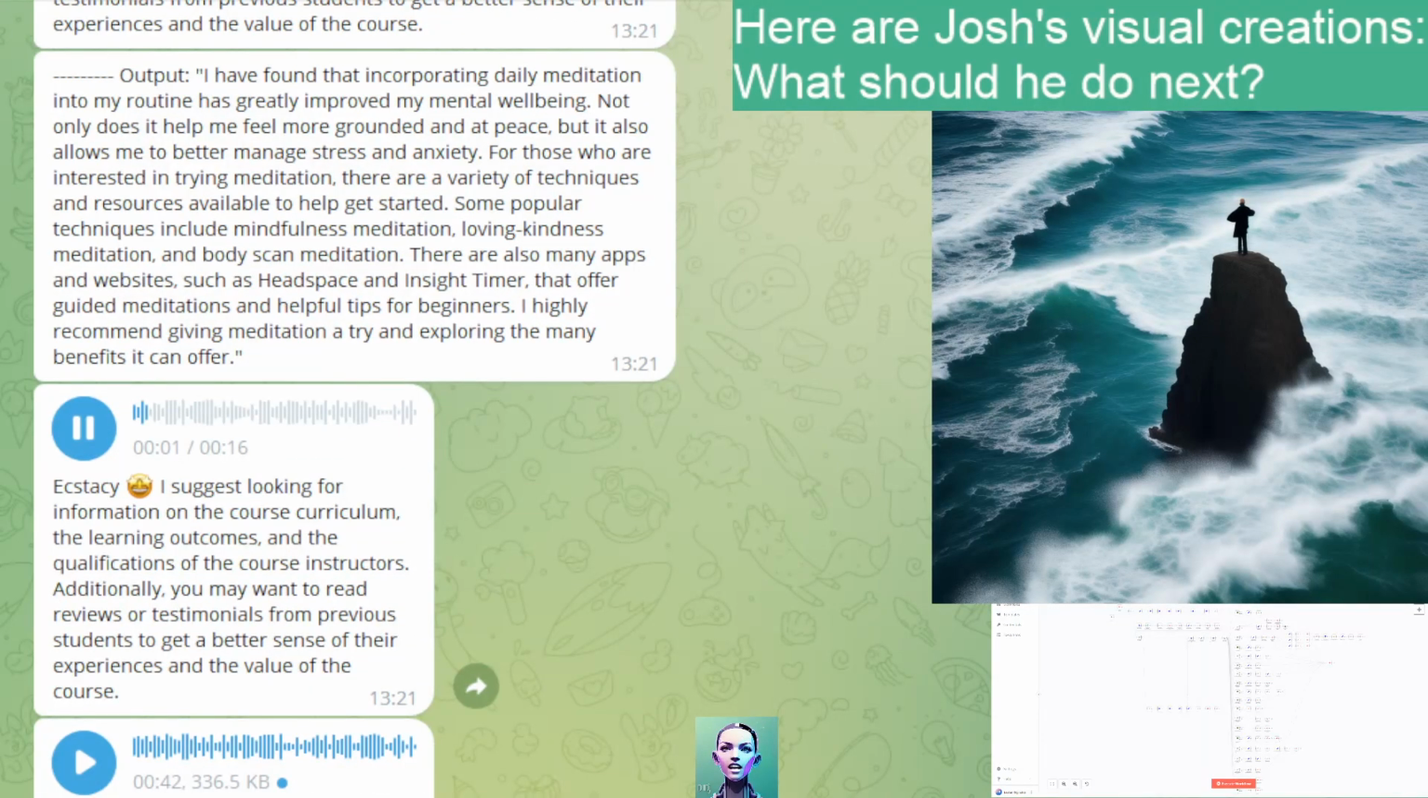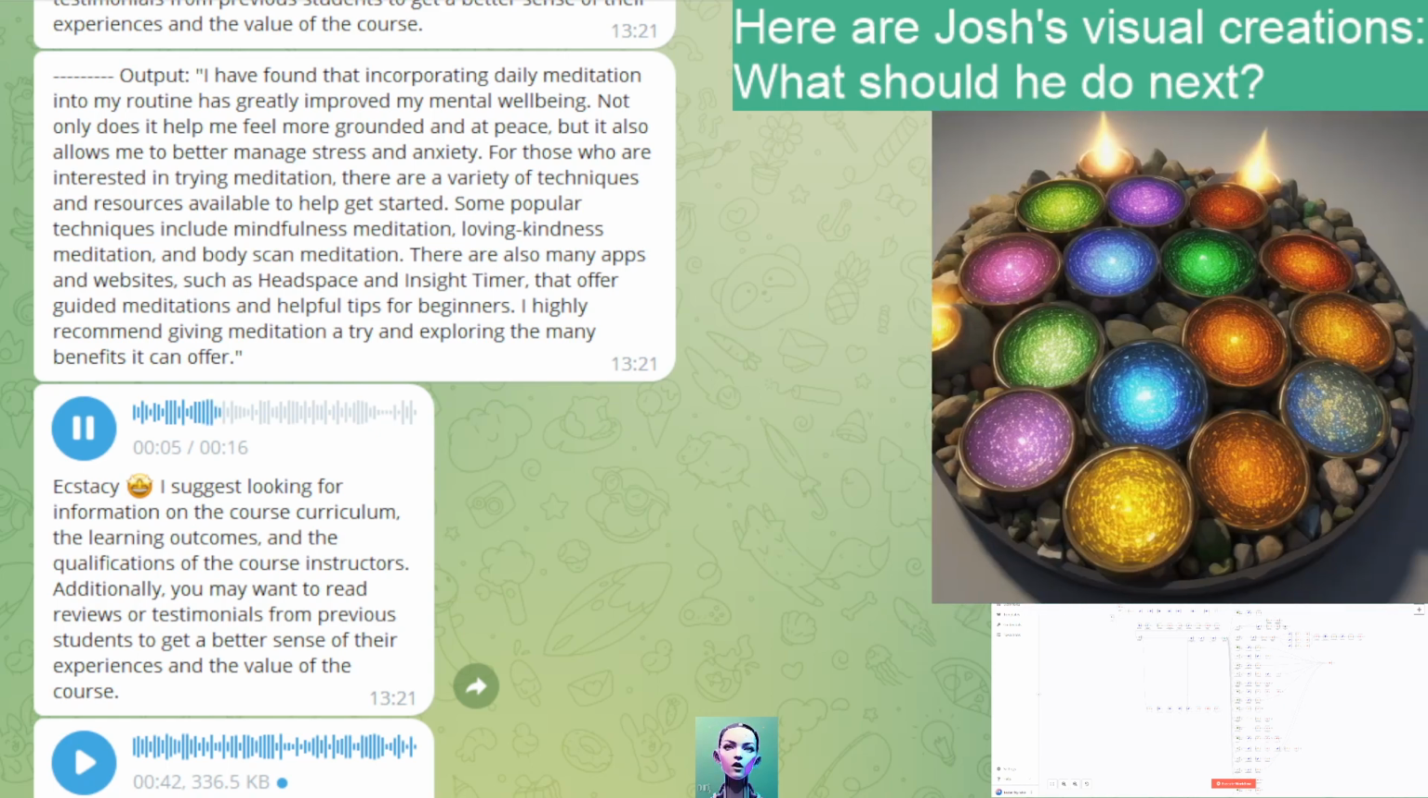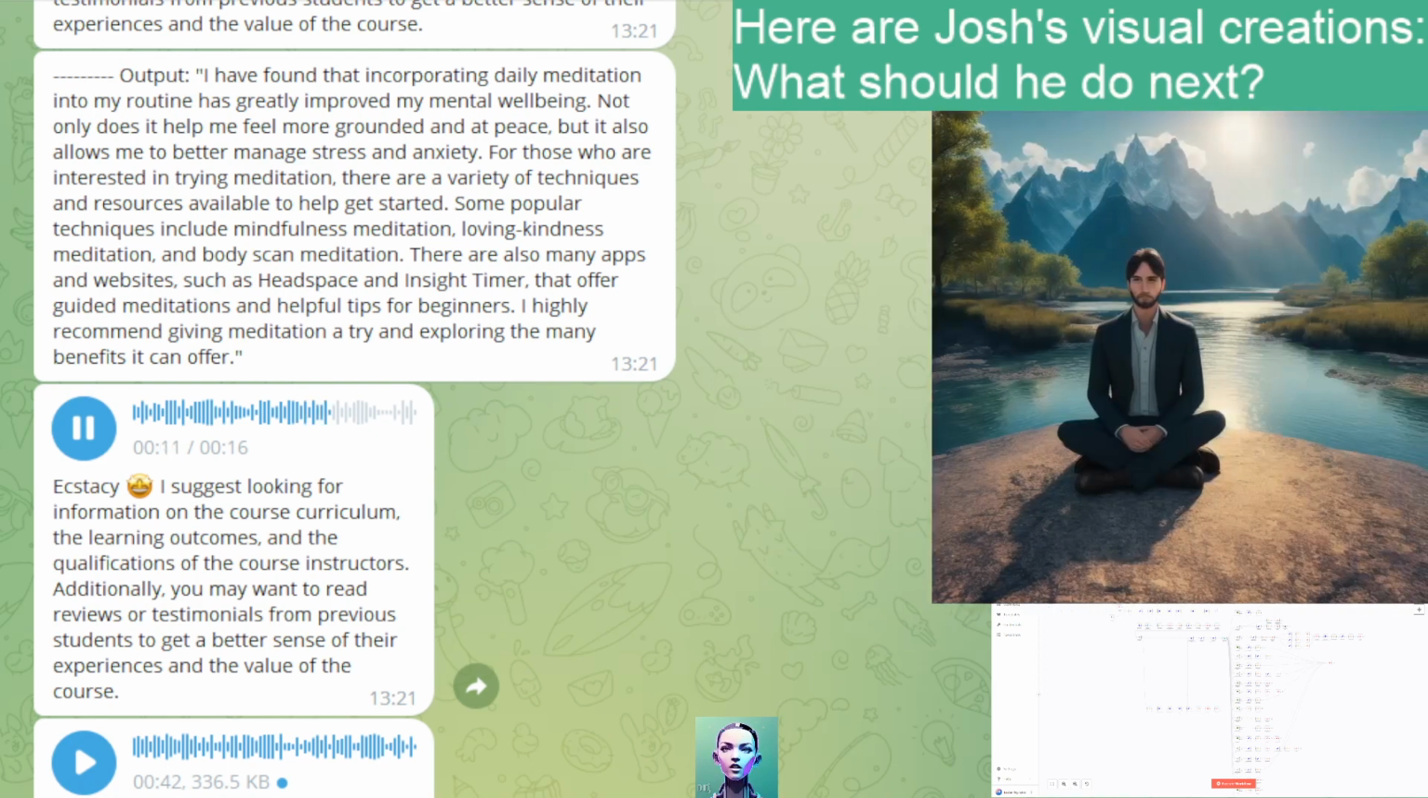I suggest looking for information on the course curriculum, the learning outcomes, and the qualifications of the course instructors. Additionally, you may want to read reviews or testimonials from previous students to get a better sense of their experiences and the value of the course.